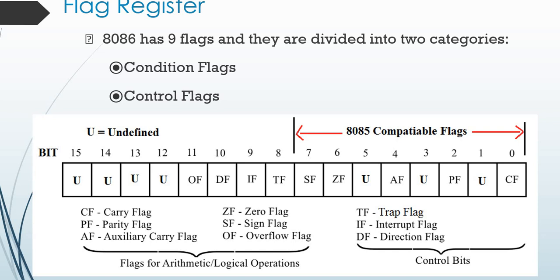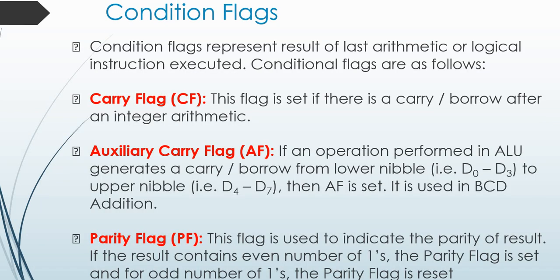For the parity flag, we check whether an odd number of ones or an even number of ones occurs. The auxiliary carry flag is set to 1 if there is a carry from the lower nibble into the upper nibble. The zero flag will be set to 1 depending on the operation. So this is the flag register.